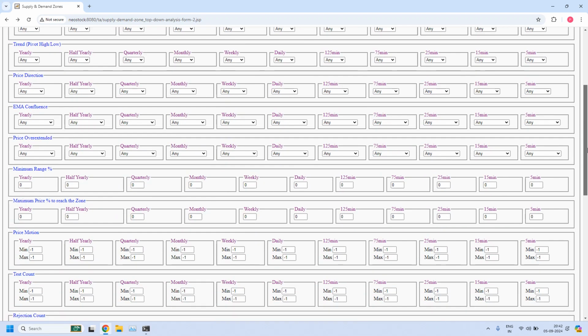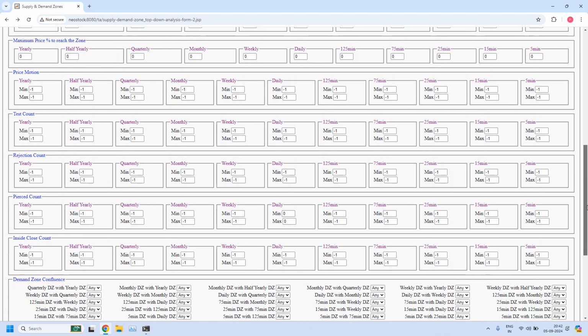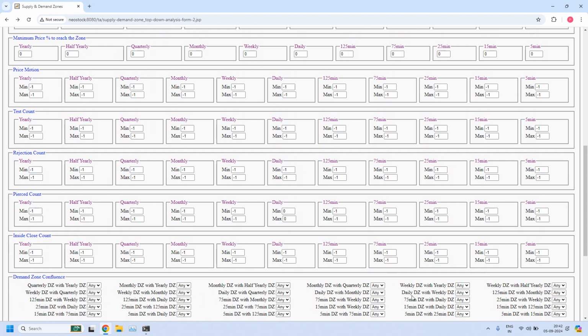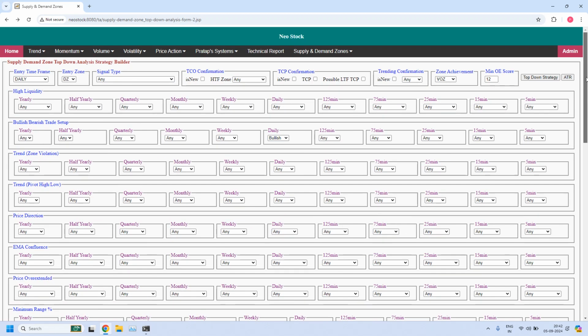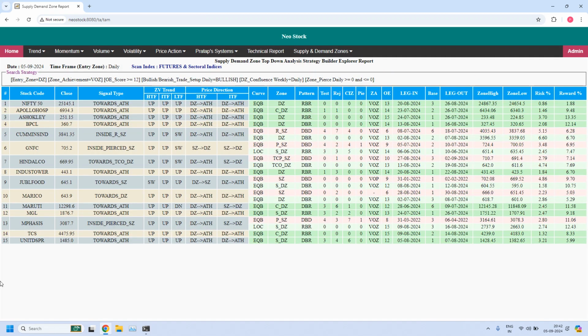So in the demand zone confluence, daily demand zone with weekly demand zone, I am enabling the filter. That means LTF zone and ITF zone confluence. 15 stocks are filtered. So that means all these 15 daily demand zones are part of the weekly zone. And also weekly trend is uptrend because it is a bullish trade setup.